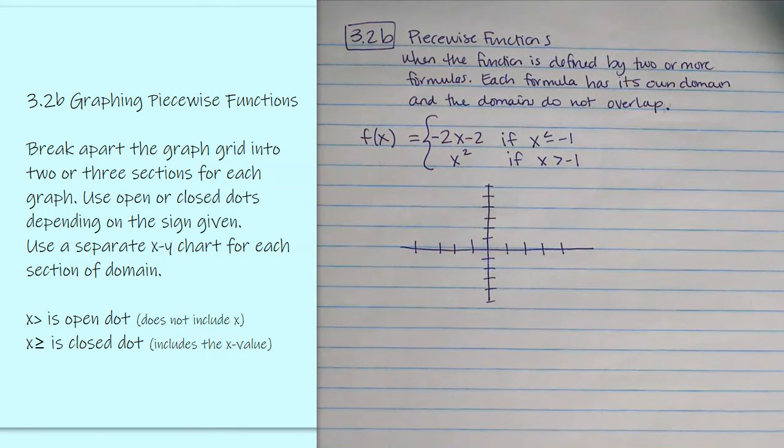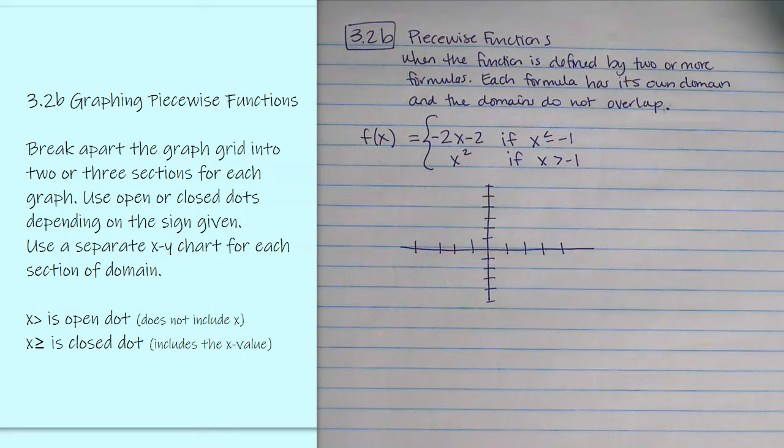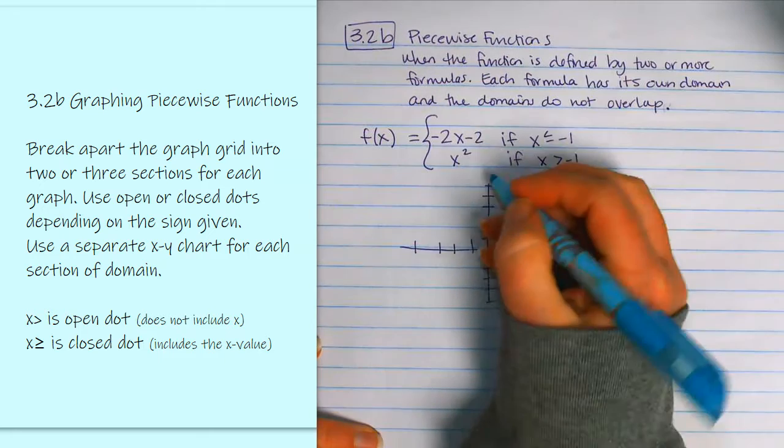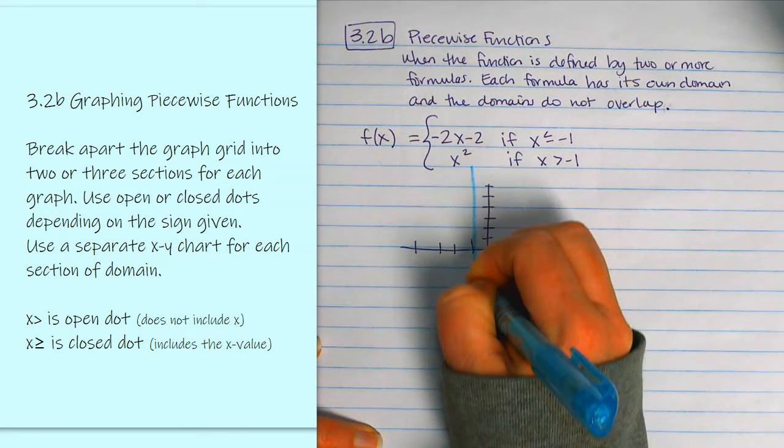Right? So what does that mean? I've given you notes on the left side. If you break apart the graph into 2 or 3 sections, you'll be able to graph it in sections. Let's see what I mean. This graph breaks up at -1, so I'm going to divide it here.